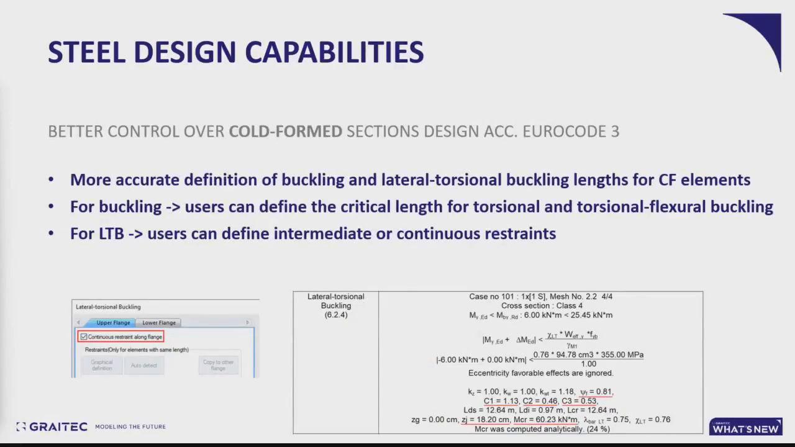We have more control over design calculations of cold-formed sections according to Eurocode now. In short, we've added additional options and possibilities for buckling and lateral torsional buckling. For buckling, we can define the critical length, and for lateral torsional buckling, we can define intermediate or even continuous restraints along the cold-formed members. There are also other options, and all that gives us more flexibility for designing cold-formed sections.